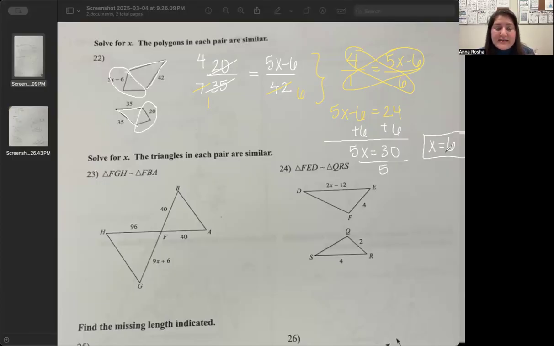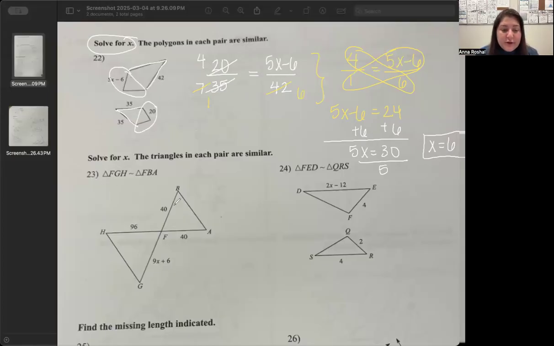And because all they say is you just need to solve for x, we're fine to leave this as is. They didn't say find the length of that line, okay? And here we also have solve for x.